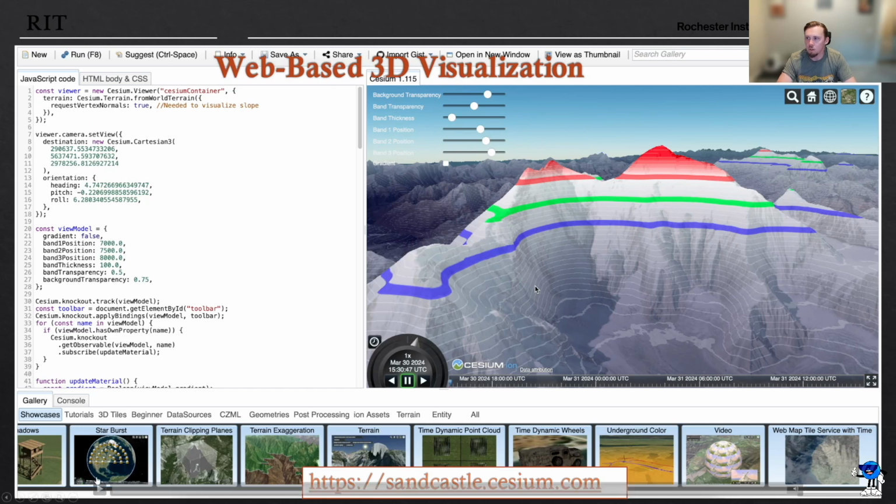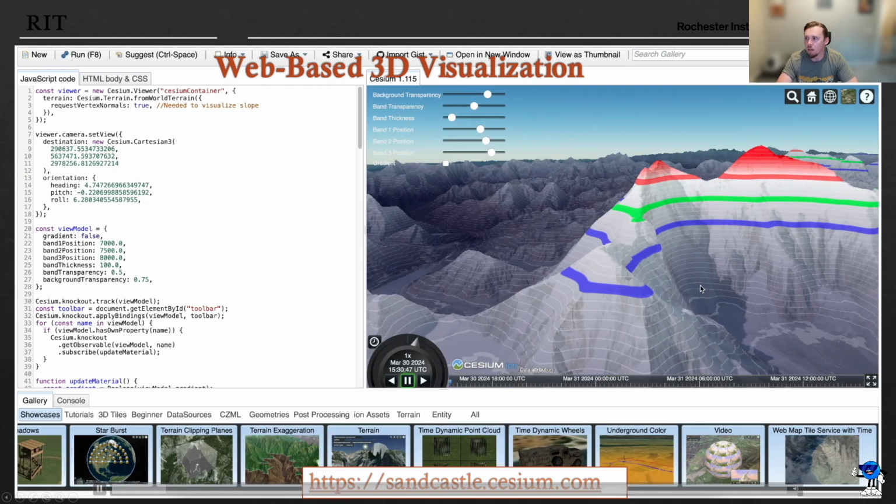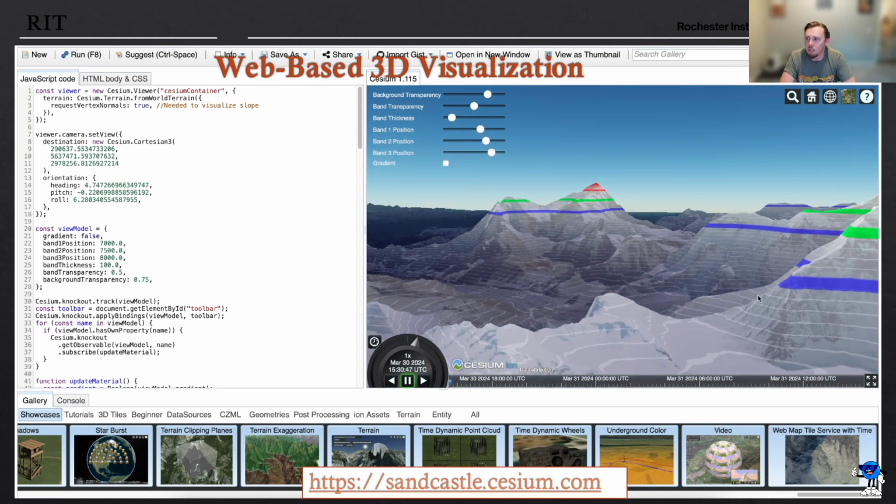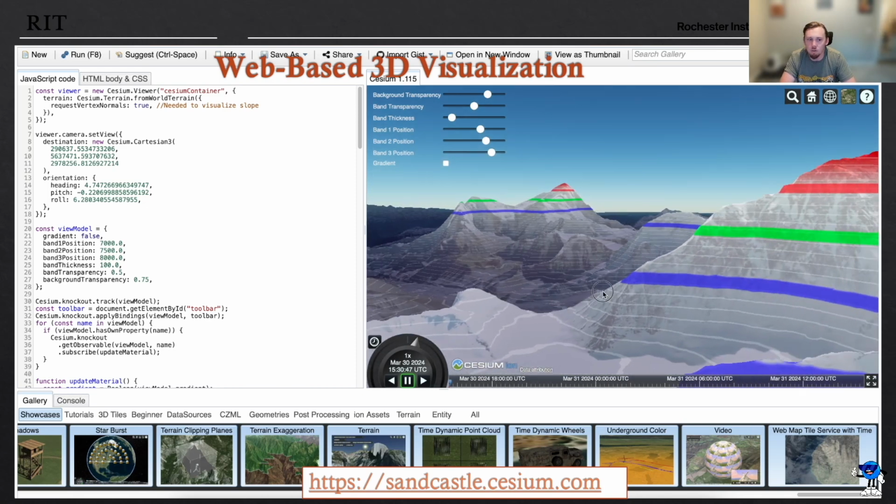How does the addition of visualizing these kinds of geospatial data on a 3D virtual globe in your browser aid in interpreting the data or communicating the concept to the viewer?